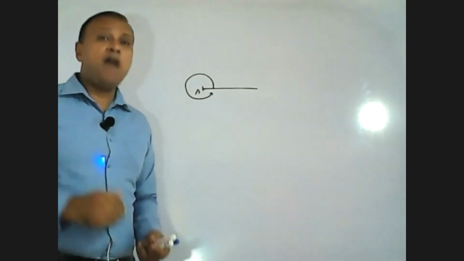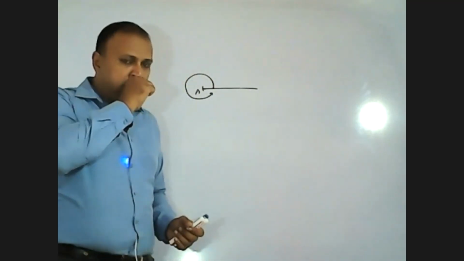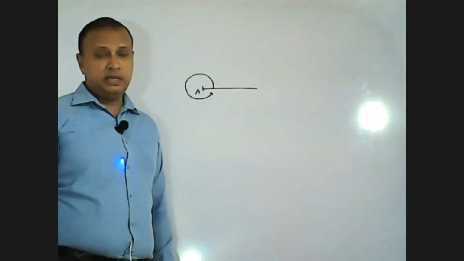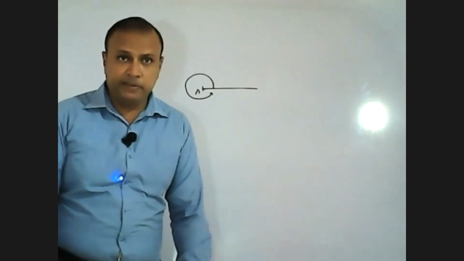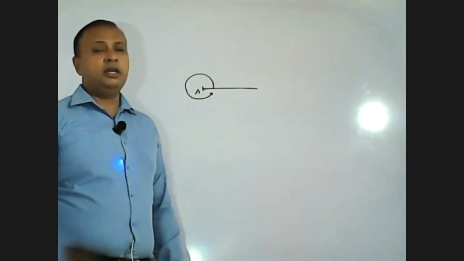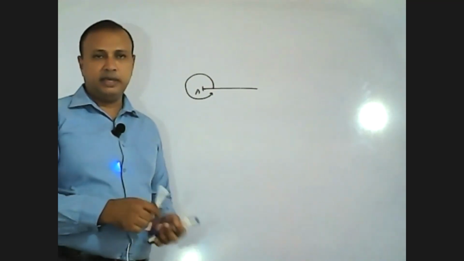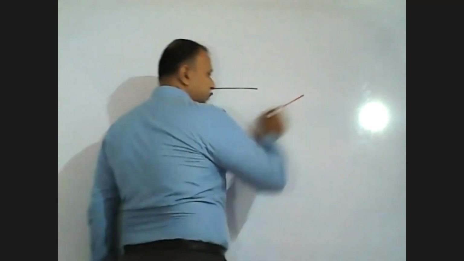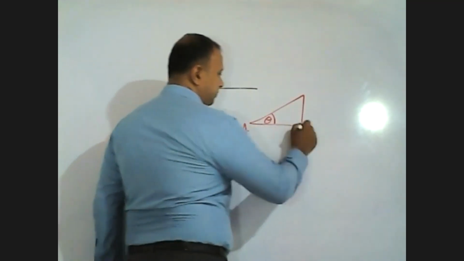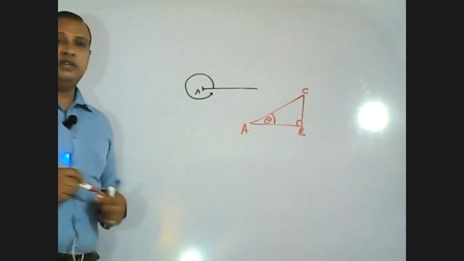Then we have defined trigonometric ratios. There are 6 trigonometric ratios. We have defined them using triangles, using a right angle triangle.